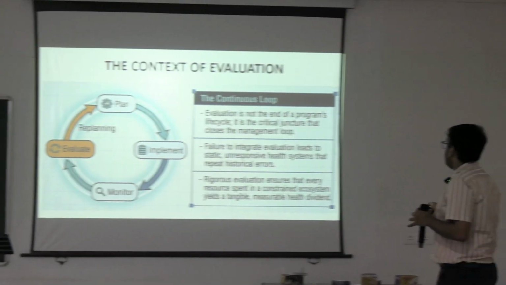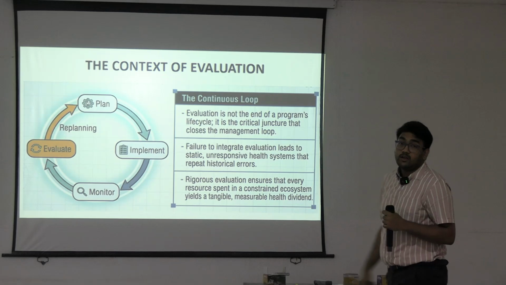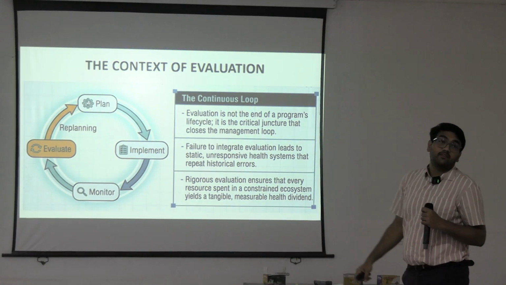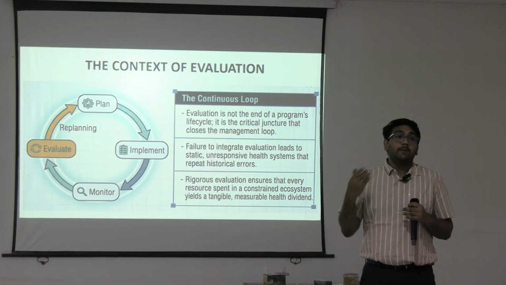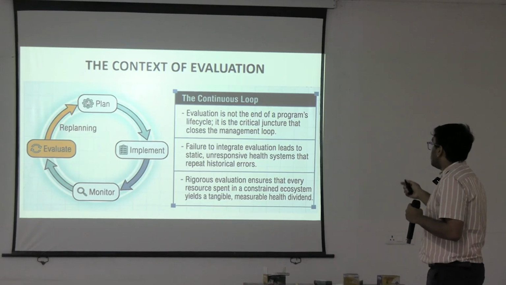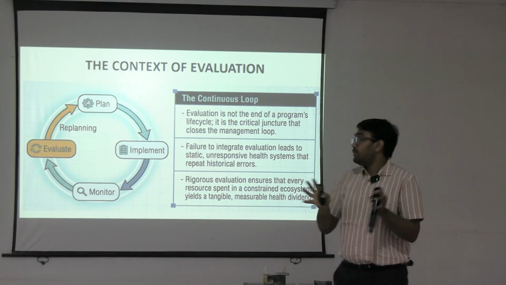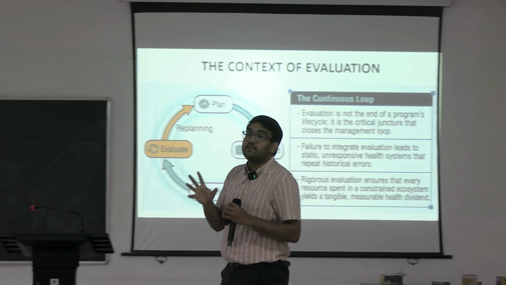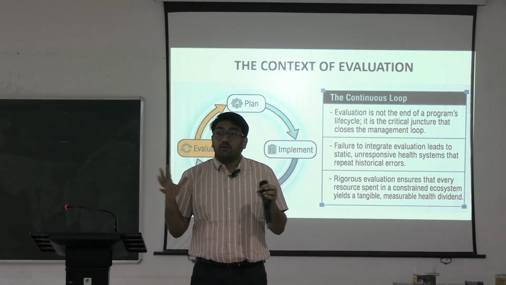So evaluation is not the end point of a program's life cycle, it's a critical juncture that closes the management loop. And failure to integrate evaluation leads to unresponsive health systems that repeat historical errors. The same problems, the same mistakes keep happening over and over again unless you have a good evaluation system. And rigorous evaluation ensures that every resource spent in a constrained ecosystem yields a tangible, measurable health dividend. That means that always when we are in a health system, we have more demand than supply. So there is always this constraint.